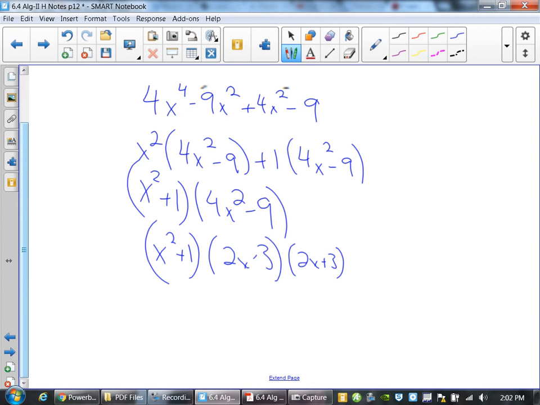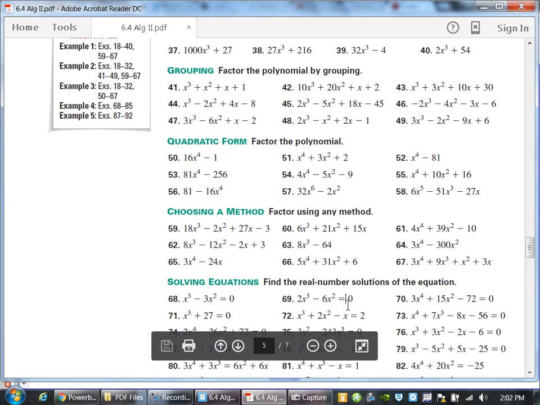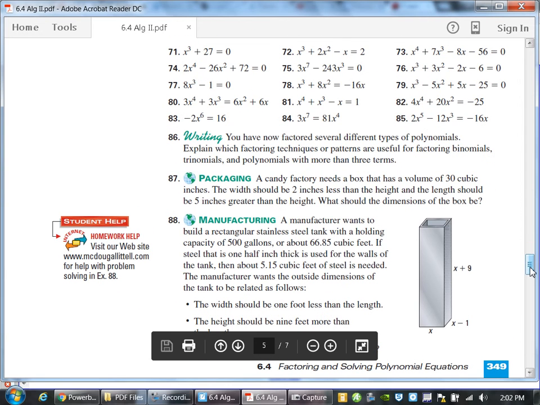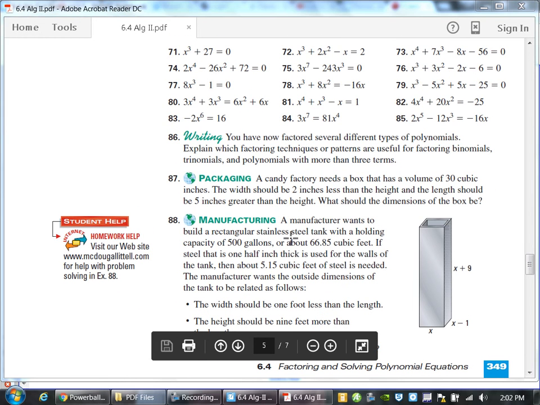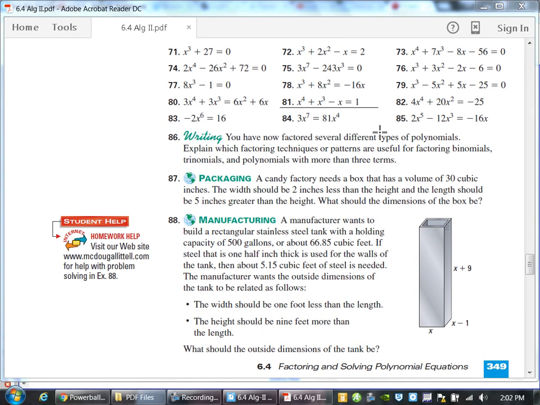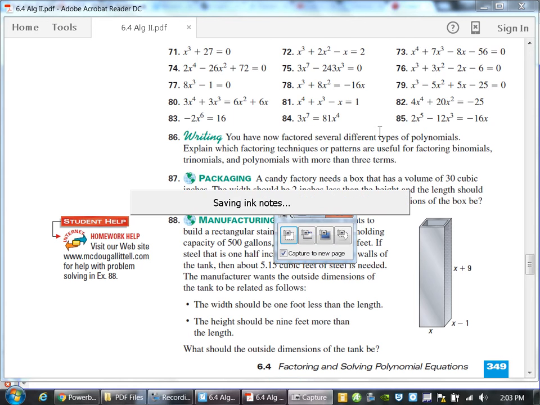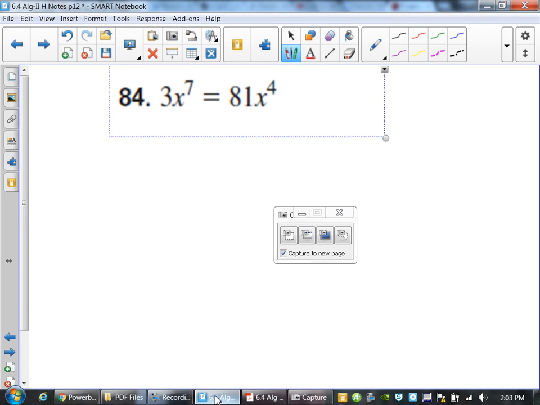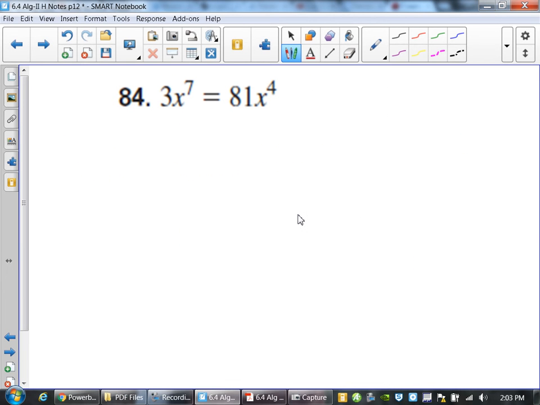Same thing. Can we do 84? Wait, what number was it? 84. I'm going to do 84 first. I'll go back. Obviously, I set it equal to 0. So I'm going to set it equal to 0 and take the GCF right off the bat. Take out the 3x to the fourth, and I get x cubed minus 27.